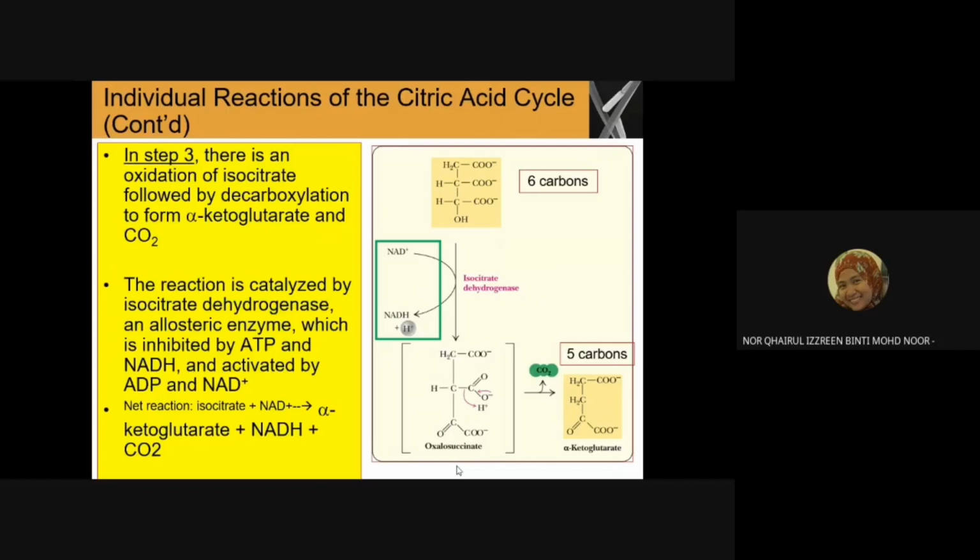So the first reaction is the loss of electrons, where NAD+ receives 2 H+. And the second reaction is the decarboxylation, where oxalosuccinate loses 1 molecule of carbon dioxide, producing the 5-carbon alpha ketoglutarate. So the net reaction here is isocitrate plus NAD+, producing alpha ketoglutarate plus NADH and 1 molecule of carbon dioxide.